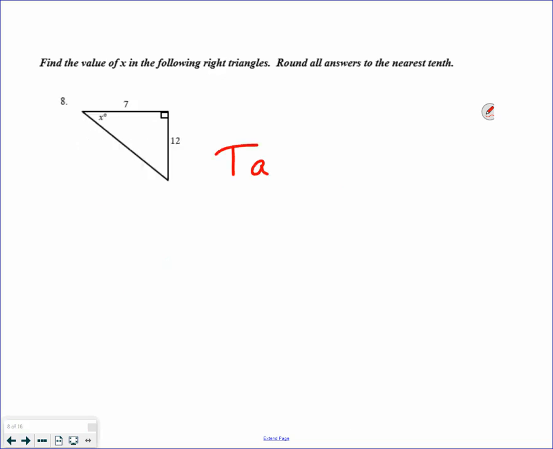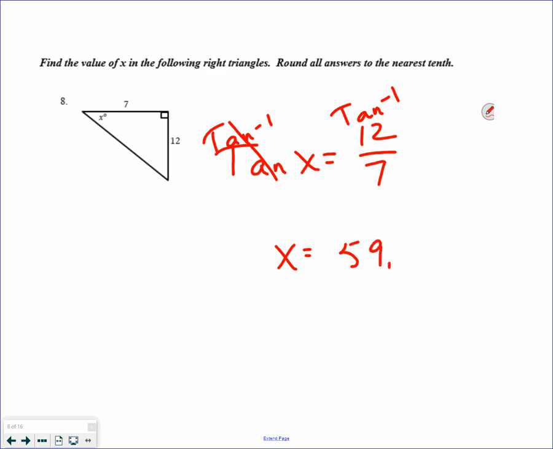Tangent this time. Tangent of x equals opposite over adjacent. Now I'm asking for the angle measure. So if I ever want to get the angle measure, I'm going to take the inverse tan of both sides. Using a calculator now, inverse tangent of 12/7, you get 59.7 degrees.